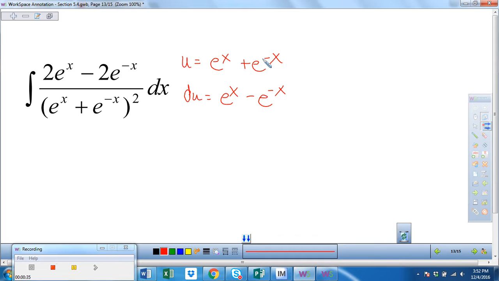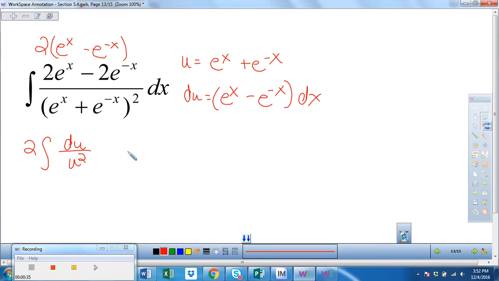Now, using chain rule, because I've used chain rule here. Now, that sort of looks like what I have here, but I can factor out a 2. Okay? So factoring out a 2, now my du is in my problem. And I can pull out that 2. So I can say 2, the integral of du over u squared.